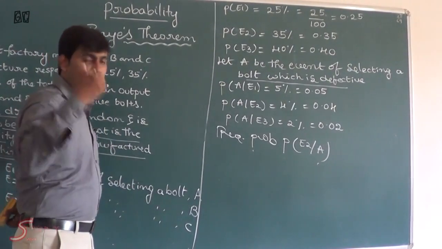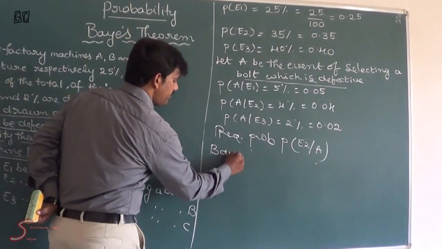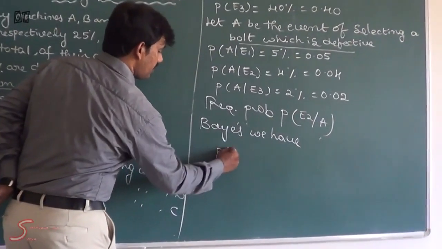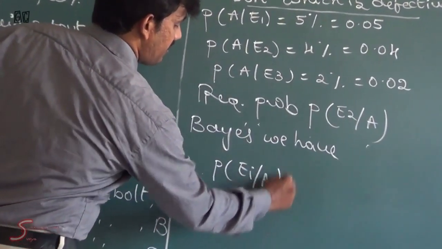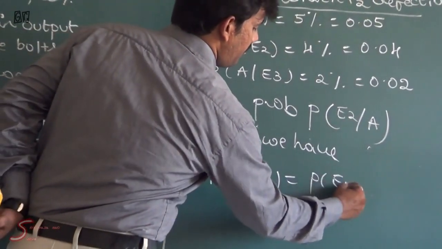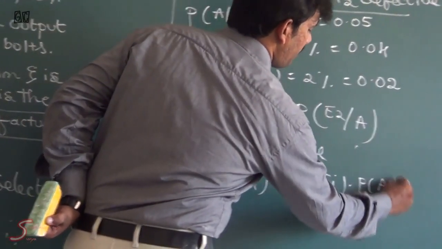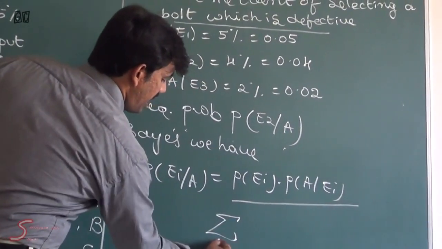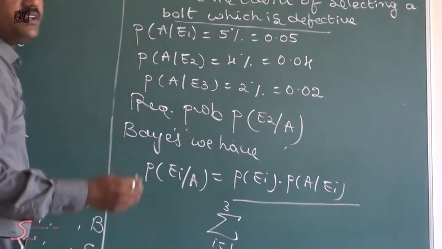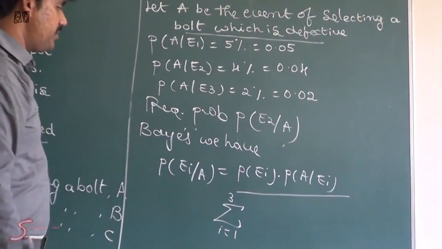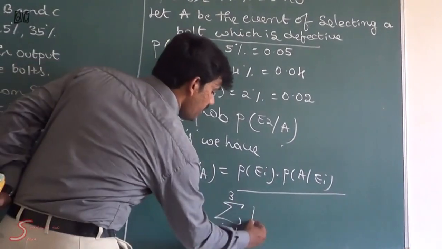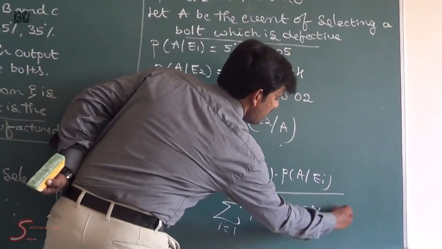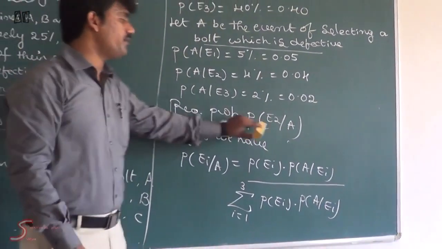So we have the Bayes' theorem notation. By using Bayes' theorem, we have P of Ei given A equal to P of Ei into P of A given Ei, divided by the summation from i equal to 1 to n. The value of n is 3, because we have machines A, B, C here. So the denominator is the summation of P of Ei into P of A given Ei. What is the required probability? P of E2 given A.